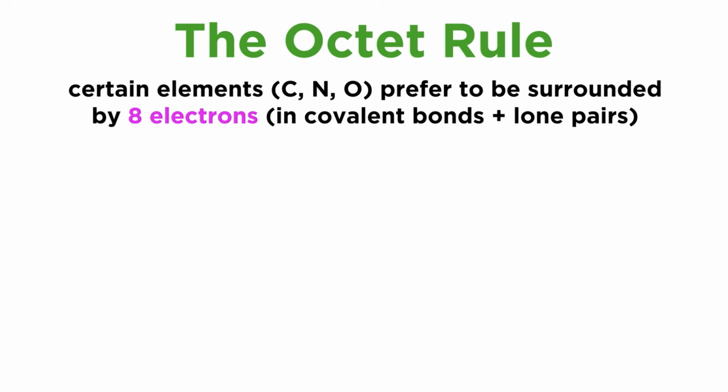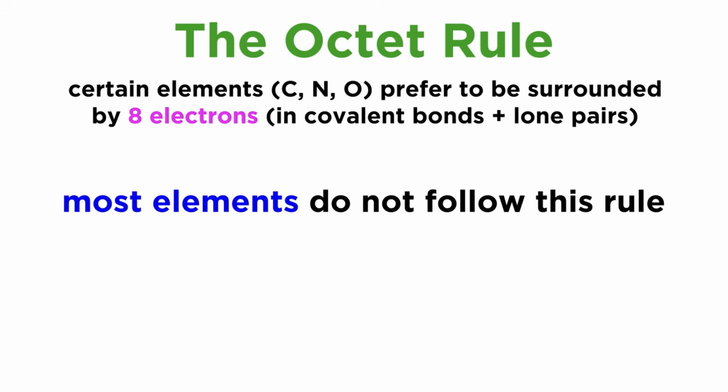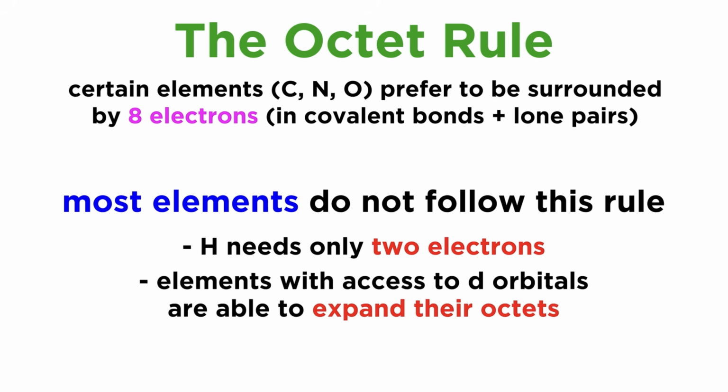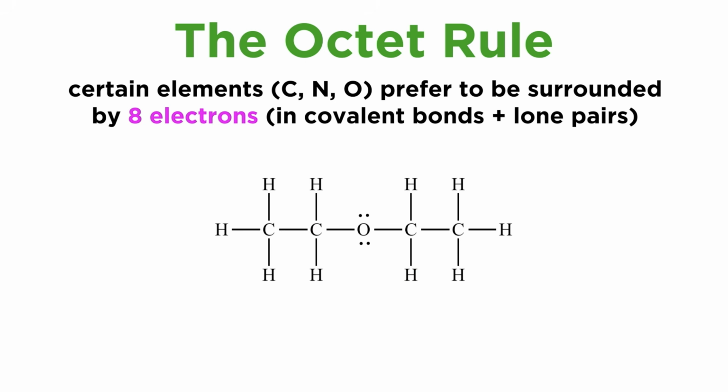So these few elements we just mentioned will tend to follow the octet rule, and this will be a good guideline when considering these elements. We should understand that most other elements will not follow the octet rule, like the way that hydrogen only needs 2 electrons to be satisfied, or how elements with access to d orbitals can expand their octets and accommodate more bonds than would be expected. But elements like carbon, nitrogen, and oxygen are the most commonly found in organic molecules apart from hydrogen, so the octet rule applies to a lot of molecules.